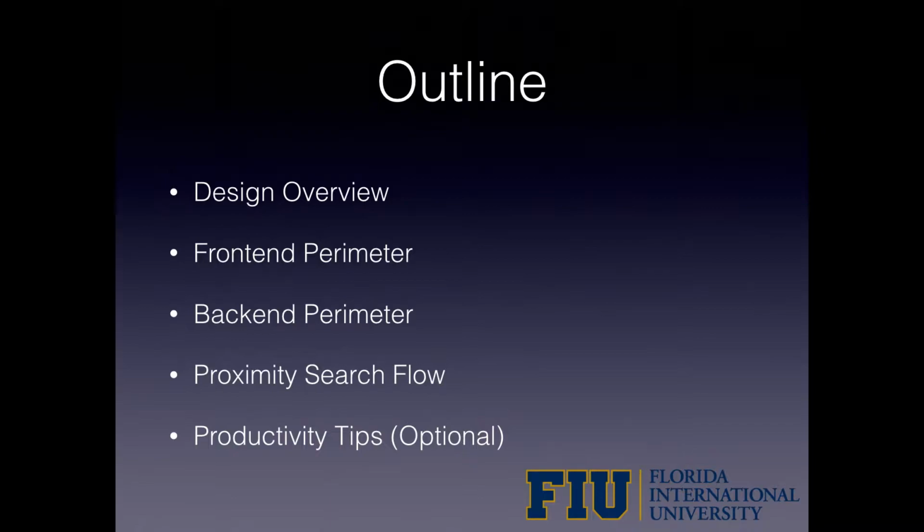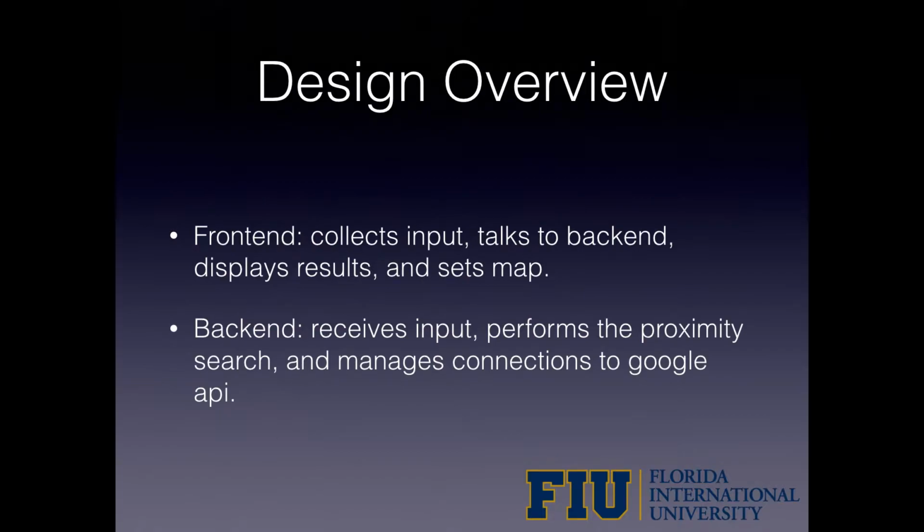After I show the proximity search flow, I'm going to discuss some productivity tips that I found useful while implementing proximity search. It's optional, you could skip that, but I feel like it helps. So, a design overview. If you're collecting input, talking to the backend, displaying results, and setting the map, most likely you're going to work in the front end. If you receive input, perform the proximity search, and manage connections to Google APIs, most likely you're working in the backend. Those are the two purposes of each area.